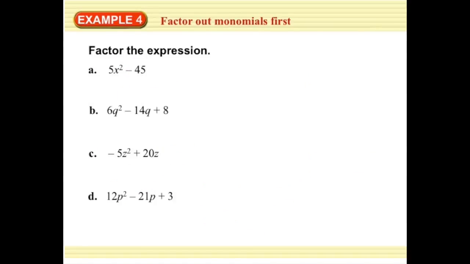Example number 4 also says to factor the expression, but we're going to factor the monomials out first. Basically, that means factor out the constants that you can. So in letter A, I have a value 5 in both of those terms. So if I take out that 5 and I say 5 times x squared minus 9, now I'm left with a perfect square. So I've got 5 times x minus 3 squared, and that's my factored form. So basically, first I took out a whole number, and then I used the difference of squares.